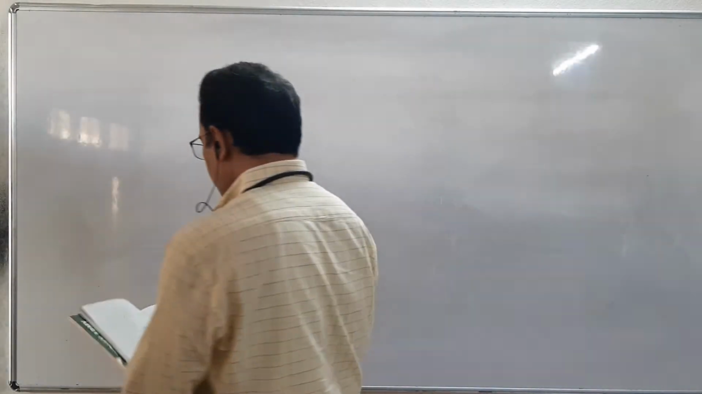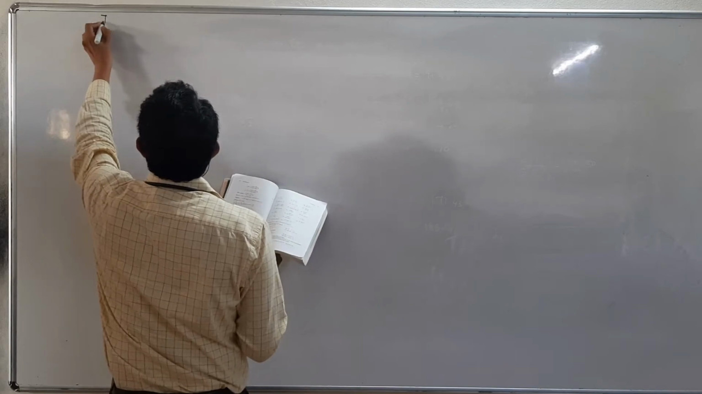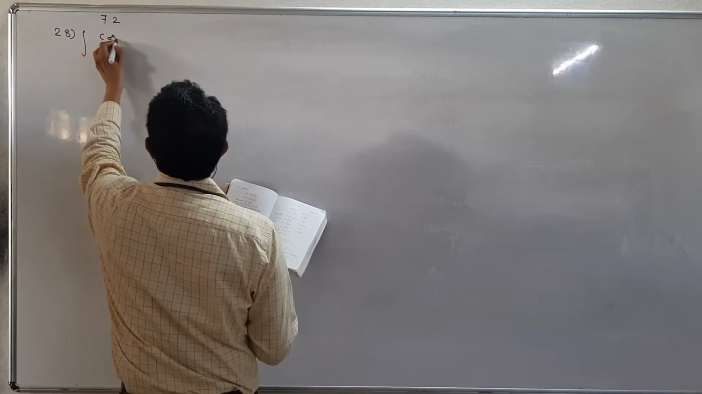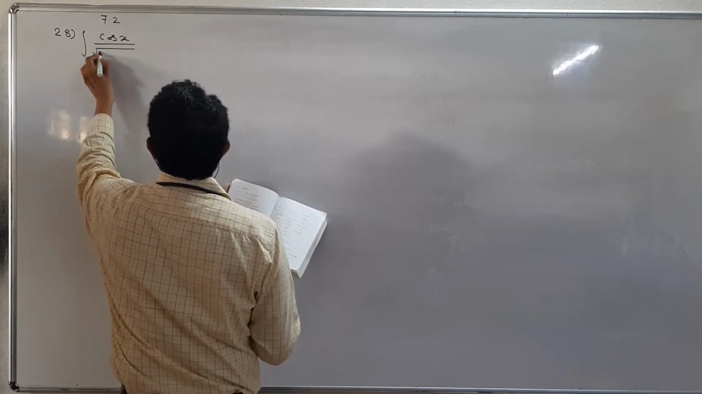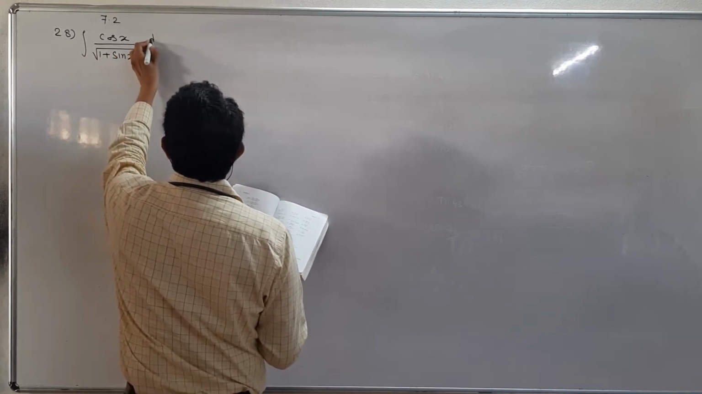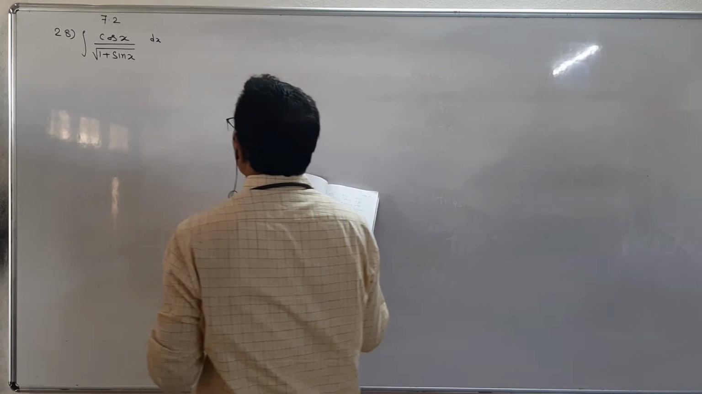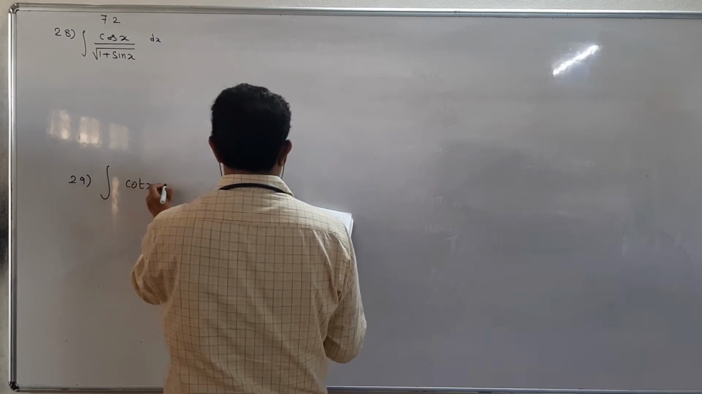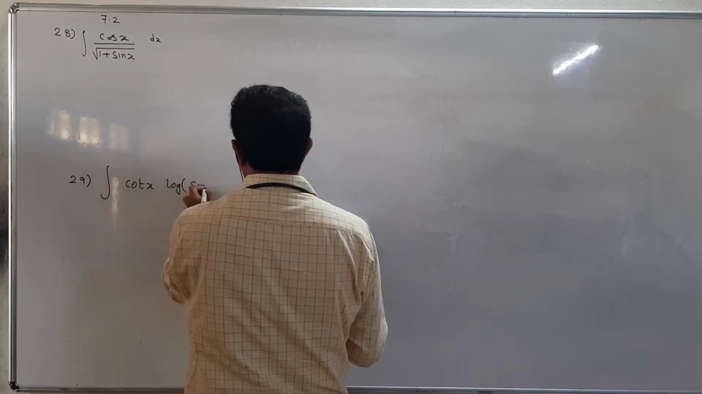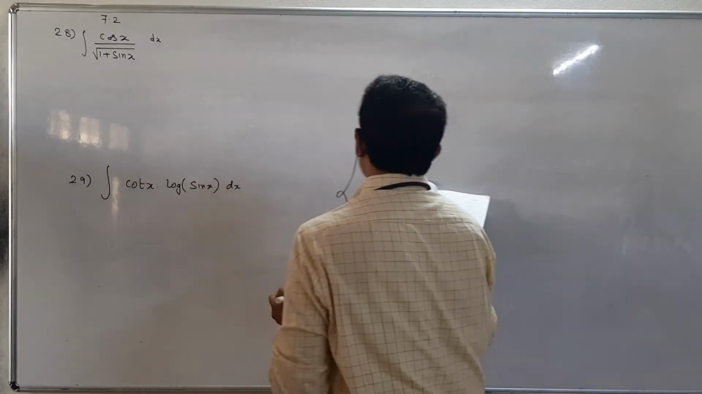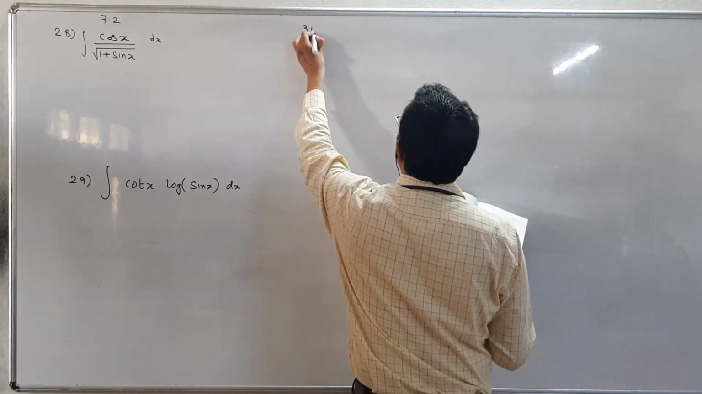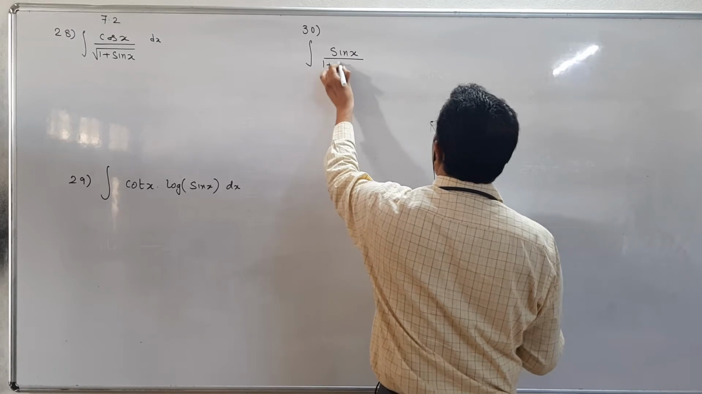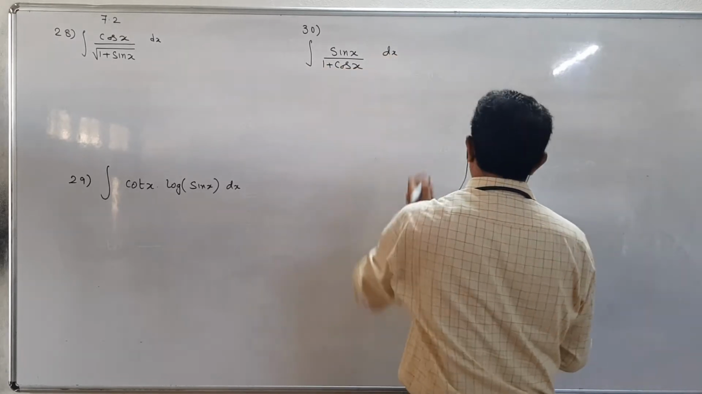Now students, I am writing 5 questions at a time. Exercise 7.2, question 28. Integrate cos x upon square root of 1 plus sin x dx. Okay, then question 29. Integrate cot x into log of sin x dx. Then question number 30. Integrate sin x upon 1 plus cos x dx.